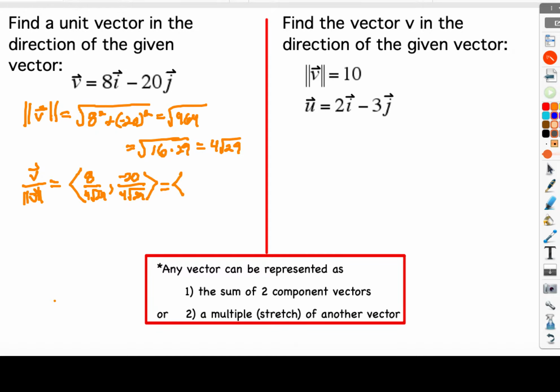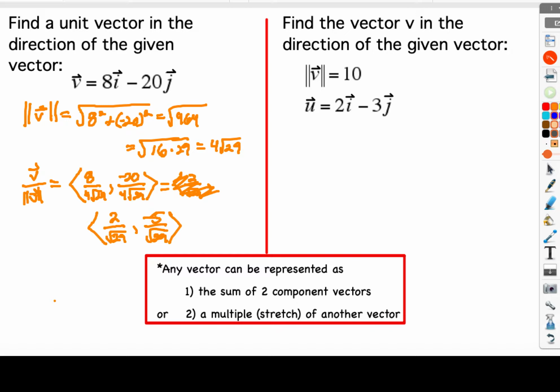Well, if I take 8 divided by 4, that's 2 over root 29. Let's write that so we can actually read it here. 2 over the square root of 29, which again, you could also rationalize, right? Multiply that root 29 up to the top. And also negative 5, right? Negative 20 divided by 4 over the square root of 29. And now we've got a vector that would be of length 1, right? The magnitude of that vector would be of length 1.